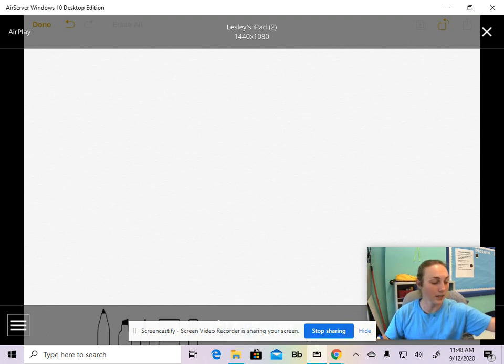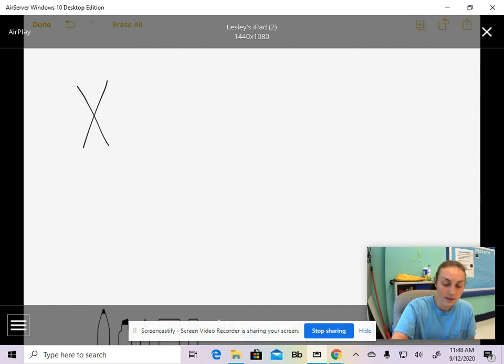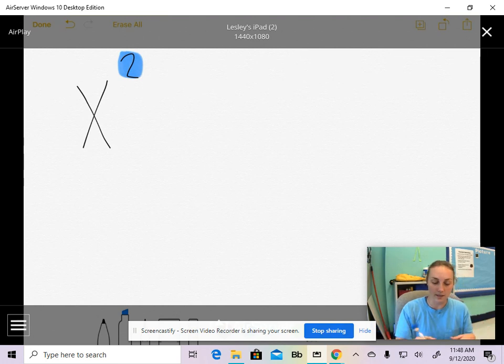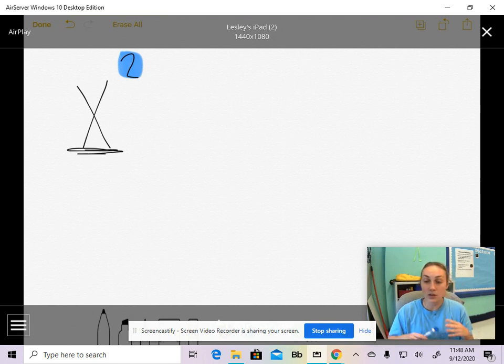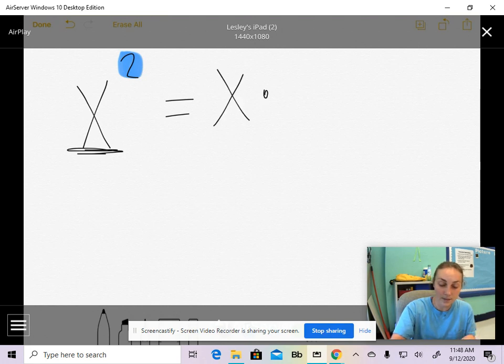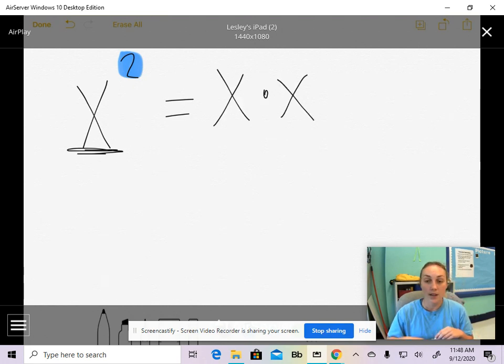So with the notes in particular, we just want to know, what is a square, what does it look like, and what does it mean? So a square is this little 2 in the top right-hand corner, right here. What does it mean? It means that you are going to multiply this number twice by itself. So x squared is the same thing as x times x, okay?